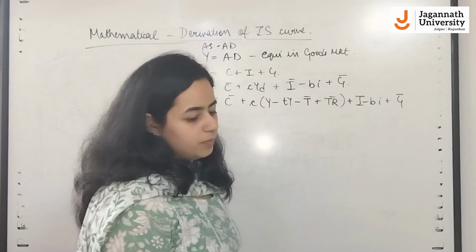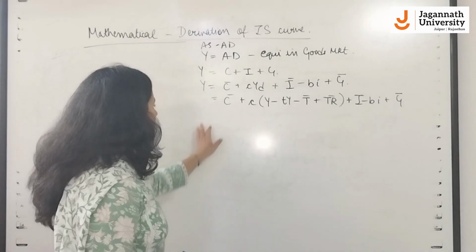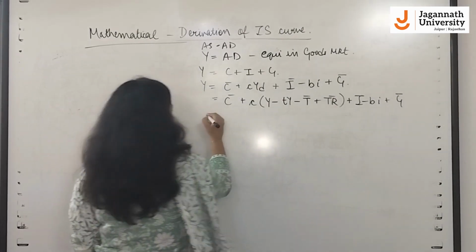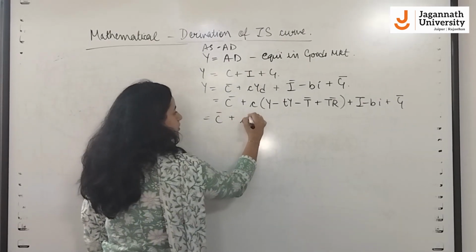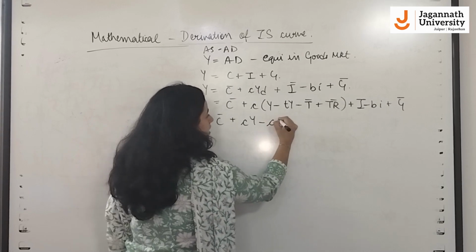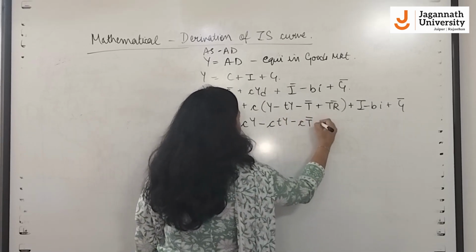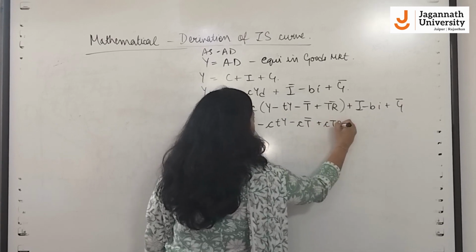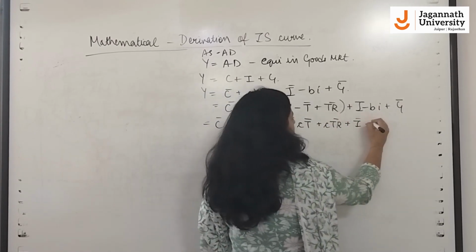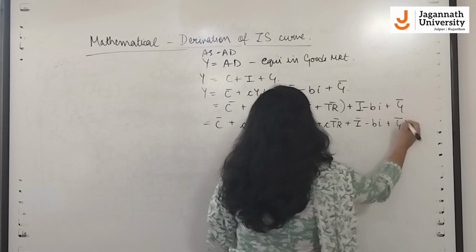So now what do we do? We open this with the C. So it is C bar plus small c times Y minus small c times T bar plus small c times TR bar plus I bar minus bi plus G bar.